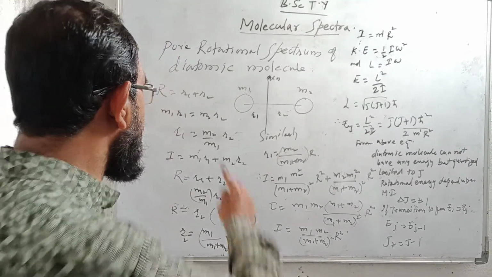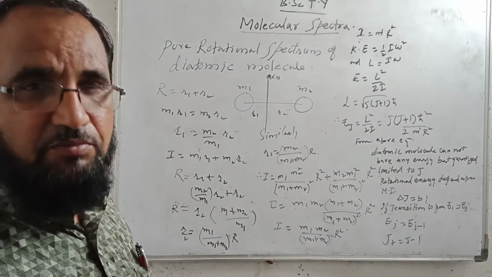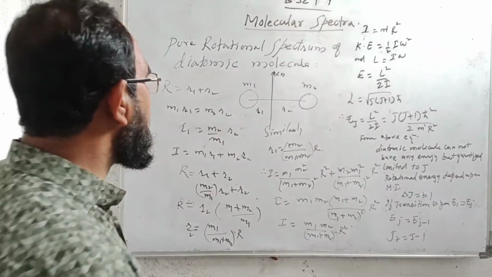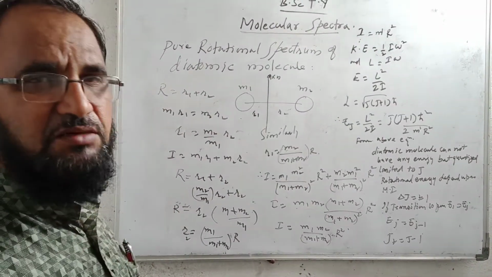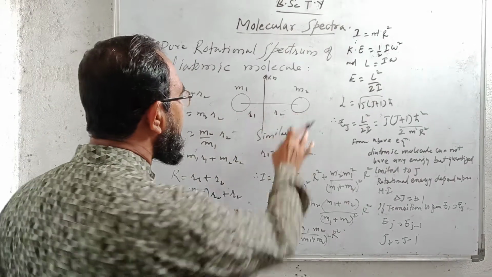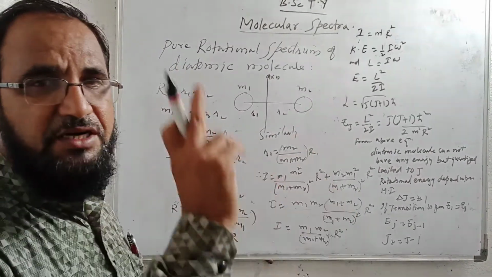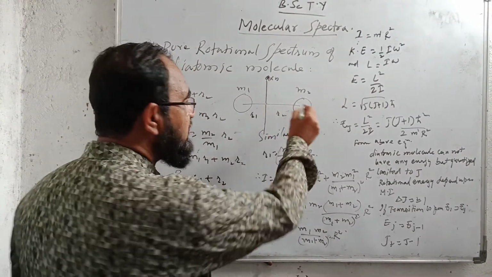My today's topic is pure rotational spectrum of a diatomic molecule. What is a diatomic molecule? It means there are two molecules, separated by some distance, each having mass m1 and m2, and they are rotating about a given axis. This axis is perpendicular to the line joining them.